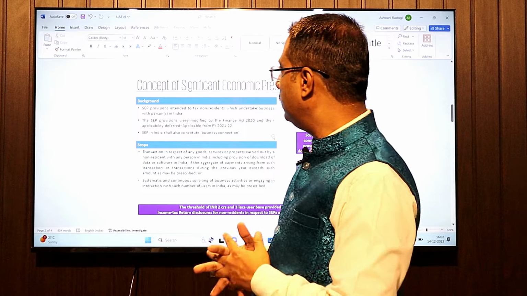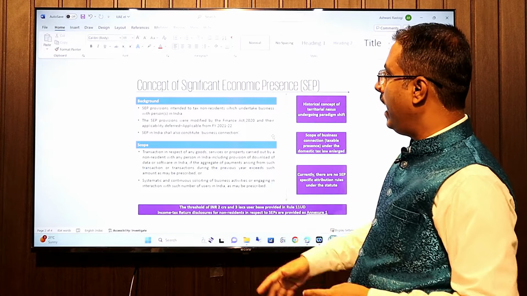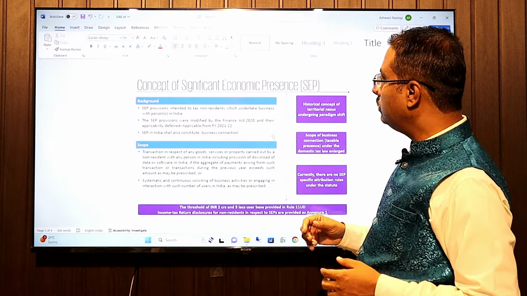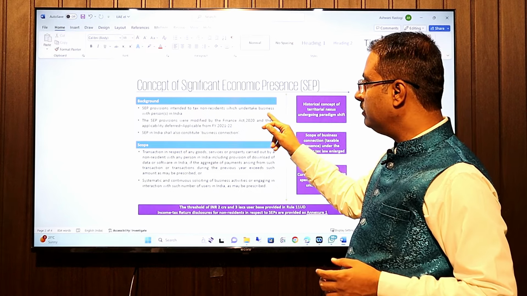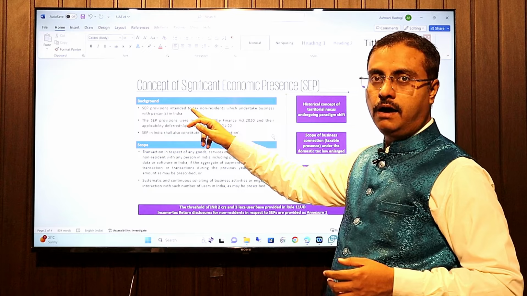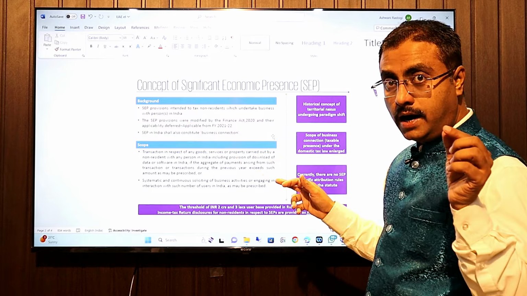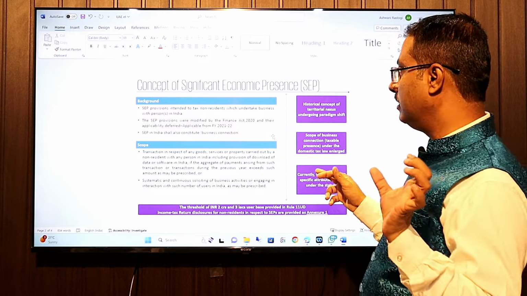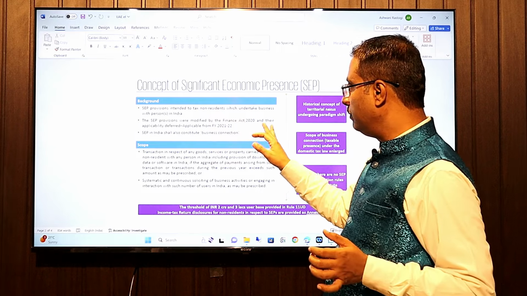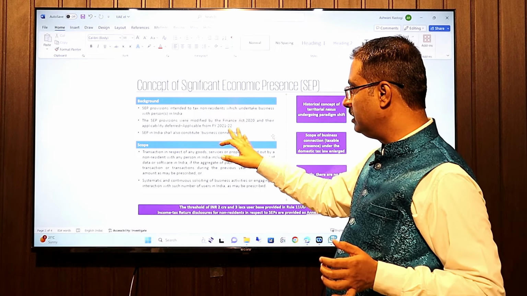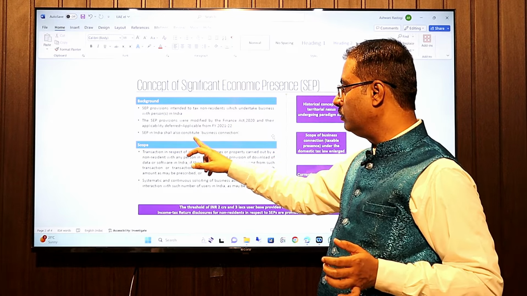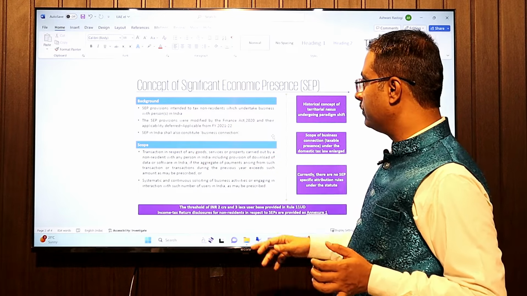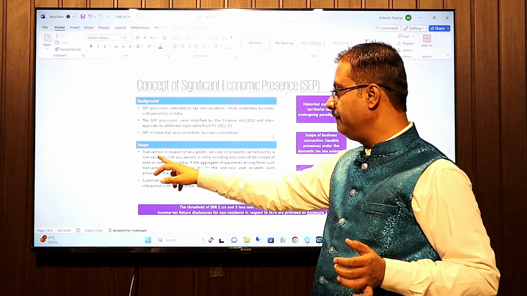So the concept of significant economic presence, the SEP provision, is intended to tax a non-resident which undertakes business with a person in India. You are a non-resident, undertaking business with a person in India. This provision comes from the financial year 21-22. Significant economic presence shall also constitute business connection in India. So what is the scope here?